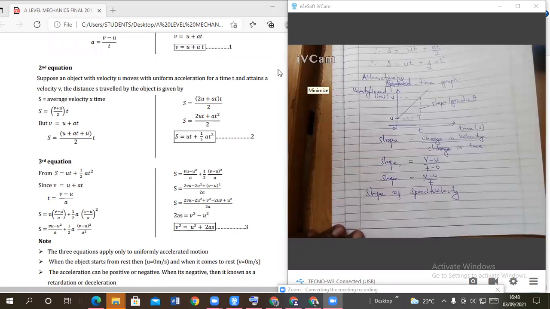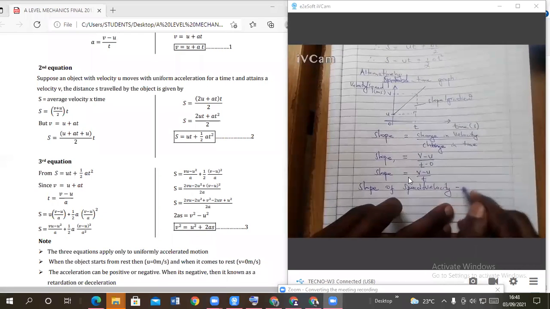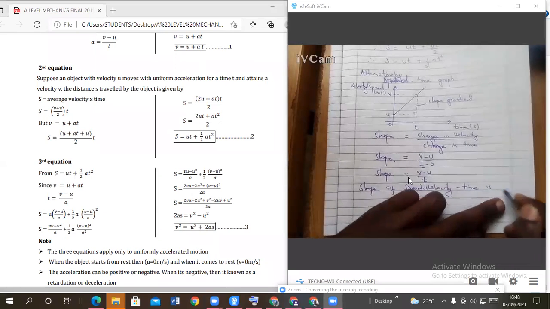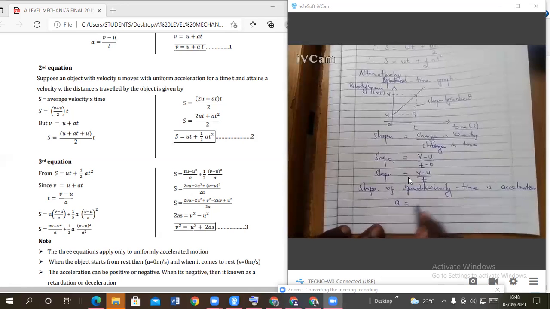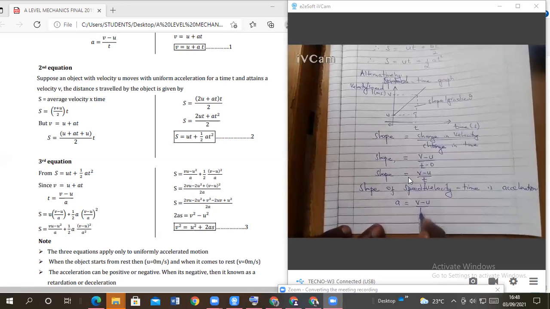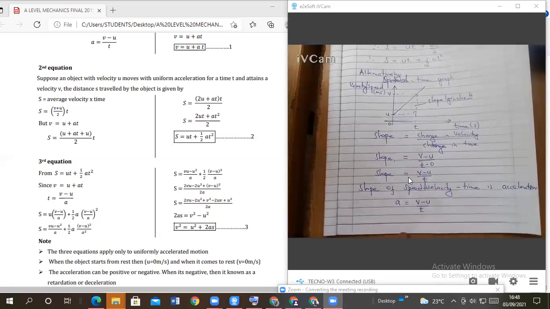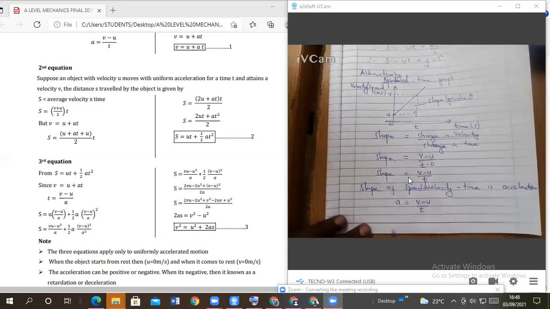So we are saying the slope of a velocity or speed-time graph is what? Acceleration. So the slope, acceleration, will be equal to V minus U out of T. That's how we derive the first equation. So V will be equal to U plus AT.